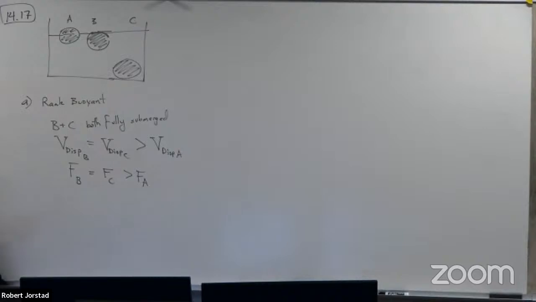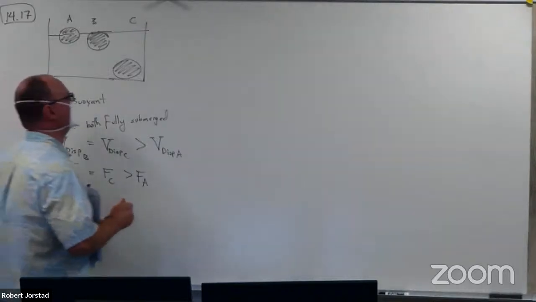So it's kind of counterintuitive. The object that floats the highest has the least buoyant force on it because it just doesn't need as much. It's the lowest density. Oh, whoops. Part B, rank the densities. Sorry, my bad.